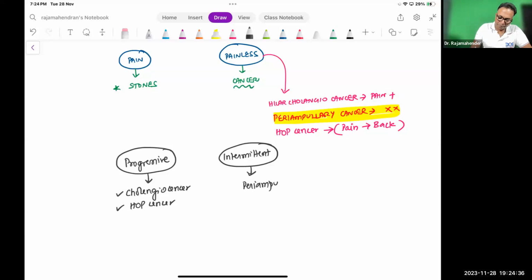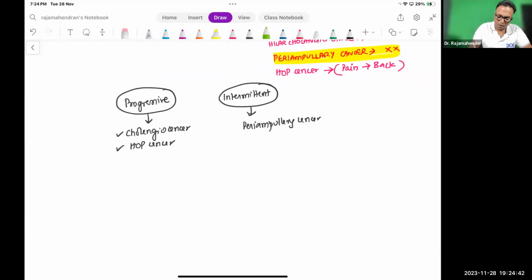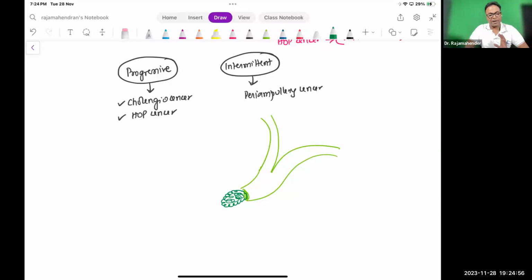Here is a very important point. Periampullary cancer has painless intermittent jaundice. That is a classical MCQ. Why does periampullary cancer have painless intermittent jaundice? Can you tell me? So this is an ampulla. Periampullary cancer is a slow growing cancer like this. It will grow and obstruct the lumen and the patient develops jaundice.